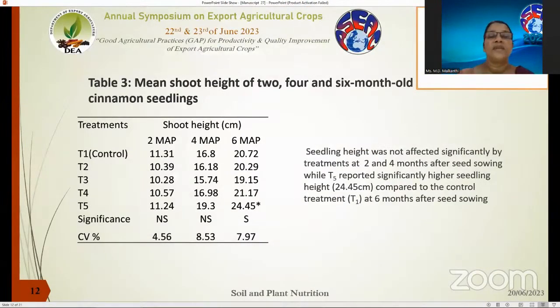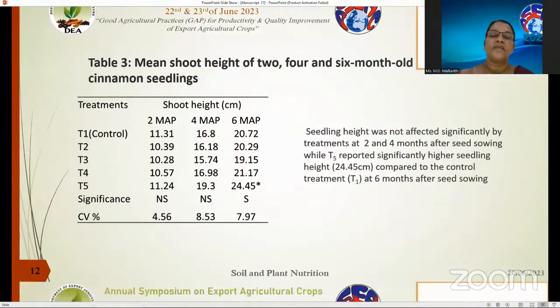Table 3 shows mean shoot height of 2, 4 and 6 months old cinnamon seedlings. Seedling height was not affected significantly by treatments at 2 and 4 months after seed sowing, while T5 reported significantly higher seedling height compared to the control treatment at 6 months after seed sowing.